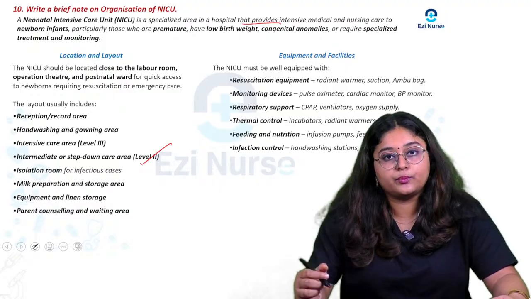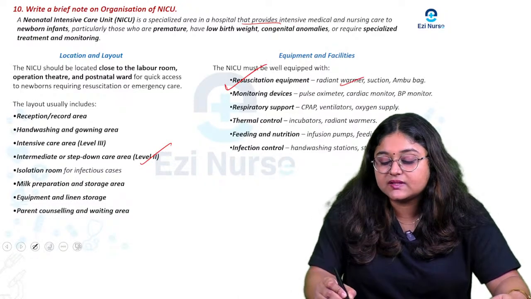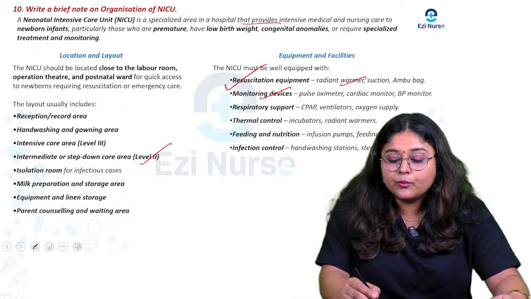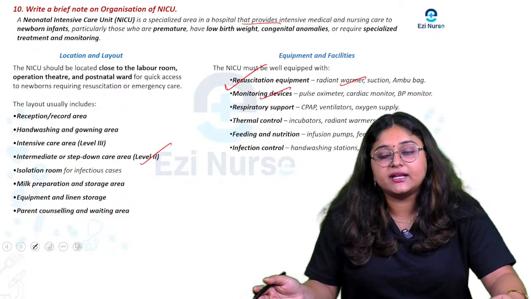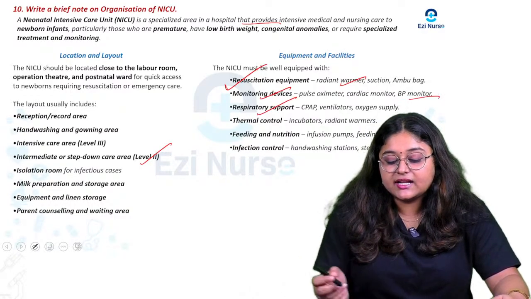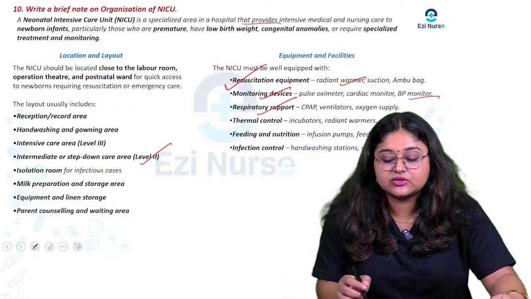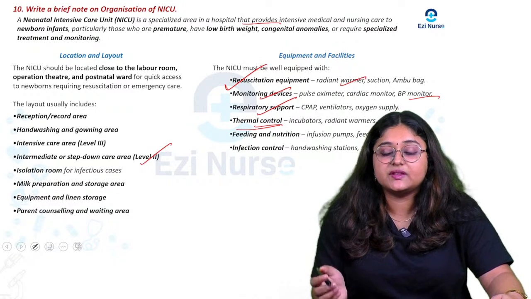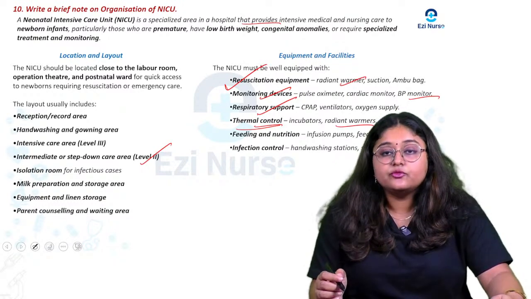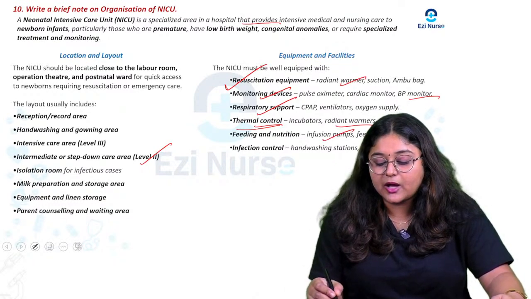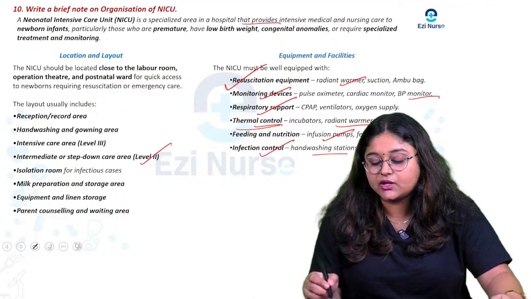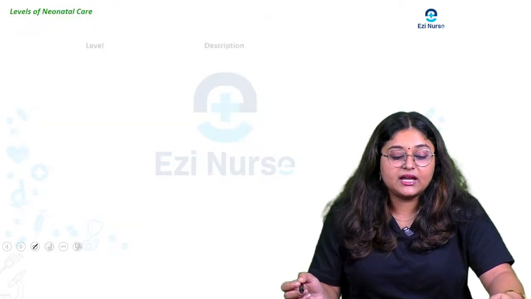So what are the equipments? First is resuscitation equipment. In this: radiant warmer, suction, ambu bag; monitoring devices like pulse oximeter, cardiac monitoring as well as BP monitor; respiratory support like CPAP, BPAP, then oxygenation, ventilation, etc. Now come to thermal control. In this you can see incubator, radiant warmer. Feeding and nutrition: infusion pump, feeding tubes. And infection control like hand washing station, sterilization, and air filters.